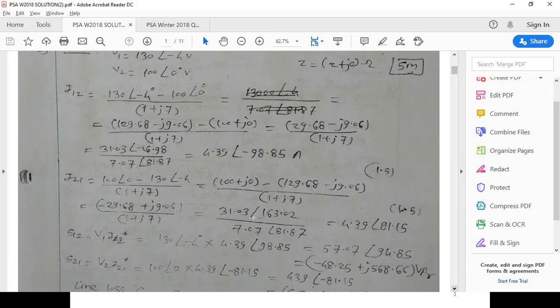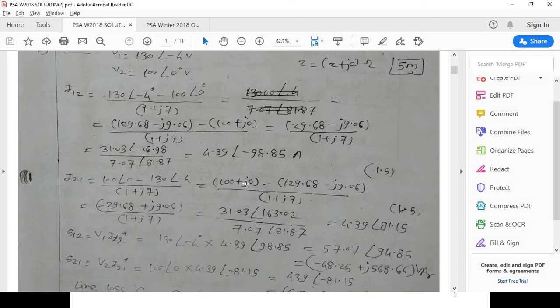Now similarly, we'll calculate the value of I21. What is the meaning of I21? It is the current which is flowing from the voltage source 2 to the voltage source 1. And similar to the first case, it will be equal to (V2 minus V1) upon Z.